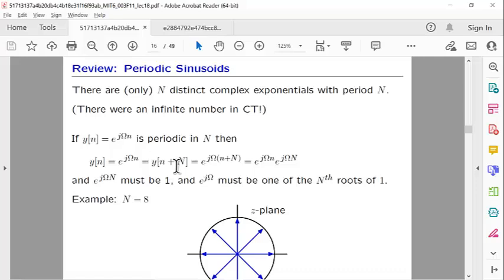You could have omega equals 0. You could have omega equals 2 pi over 8. You could have omega equals 2 pi over 8 times 2, 2 pi over 8 times 3, etc.